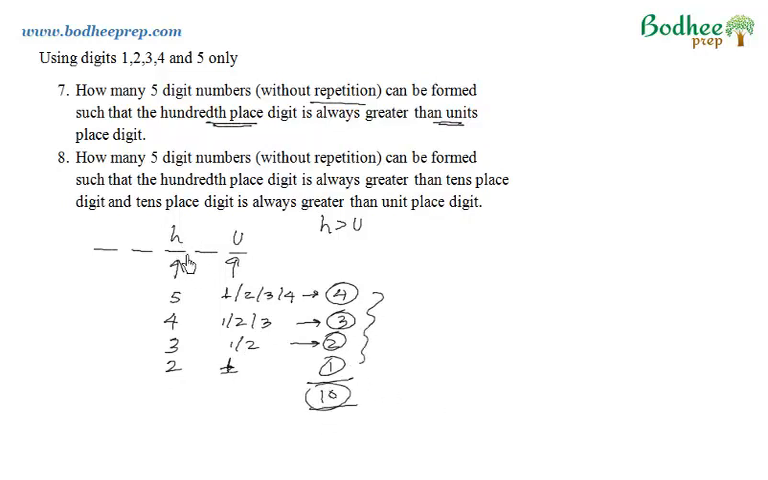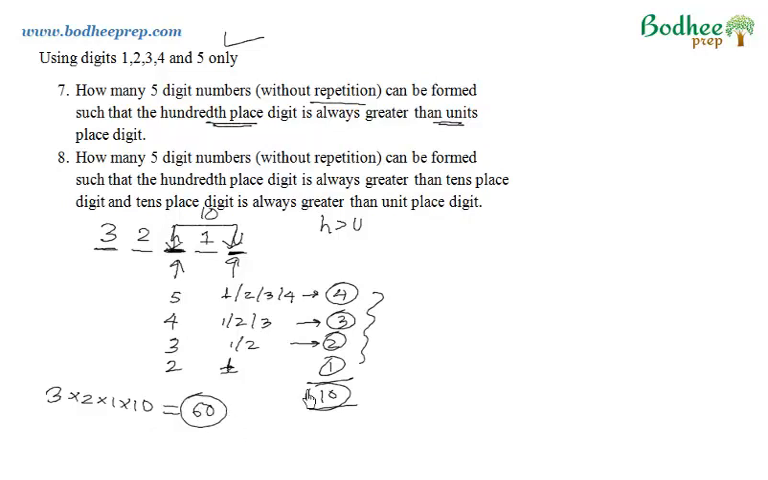So I can say if I take the task at the 100 place and the task at the unit place, and combine them, then combinedly these 2 tasks can be done in 10 ways. And every time we will be using 2 digits. So out of these 5, we are left with 3 digits. So for this place, we have 3 options, for the next place we'll have 2 options, and for the last place we'll have 1 option. So definitely the answer would be 3 into 2 into 1 into 10, which comes out to be 60. So 60 is the answer for question number 7.